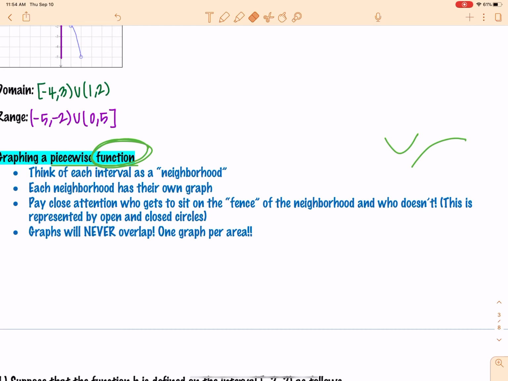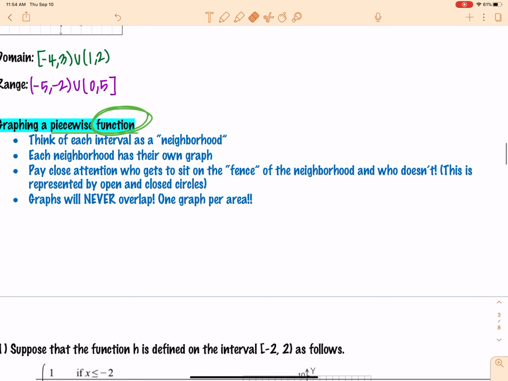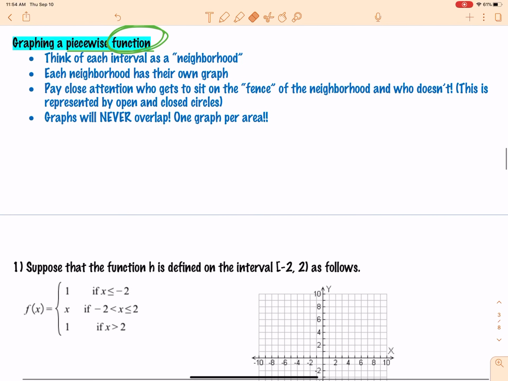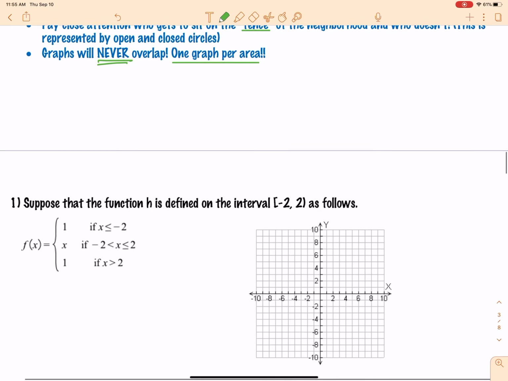So that's something to keep in mind because that's where most people make mistakes, is that they ignore the fact that these are functions at the end of the day. So again, I wrote that here. They will never overlap, 1 graph per area. All right, so I'll explain all this neighborhood and fence vocab I kind of use with you guys.